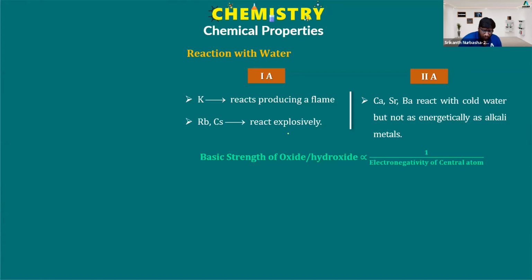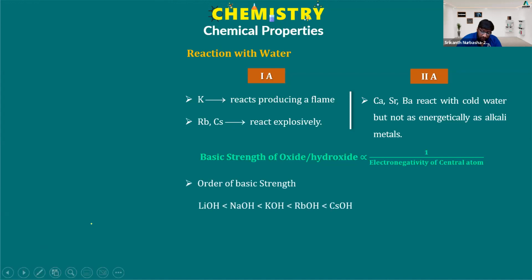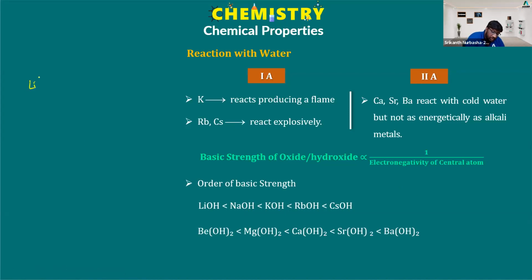You can see videos as well where the alkali metals are reacting with water, like a chunk of alkali metal added to a small water body. Yes or no? And different types of reactions are being seen. And the basic strength of oxide or hydroxide, if you try to compare, the order of basic strength is LiOH, NaOH, KOH, RbOH, CsOH. So if you think of Li plus and OH minus ion, basic nature will be more whenever we have more ionic character.